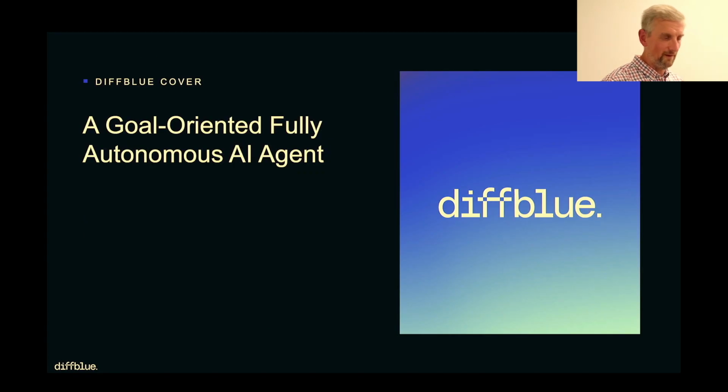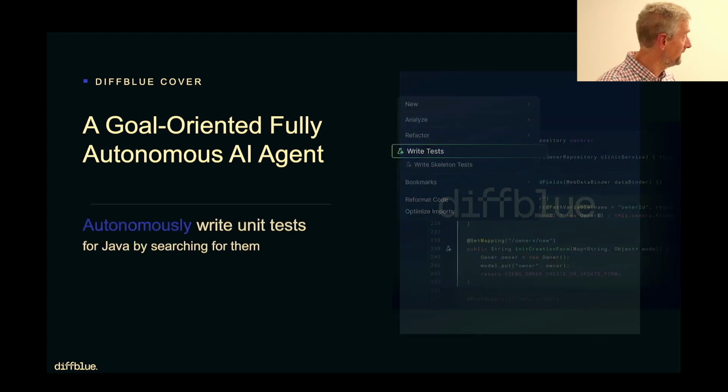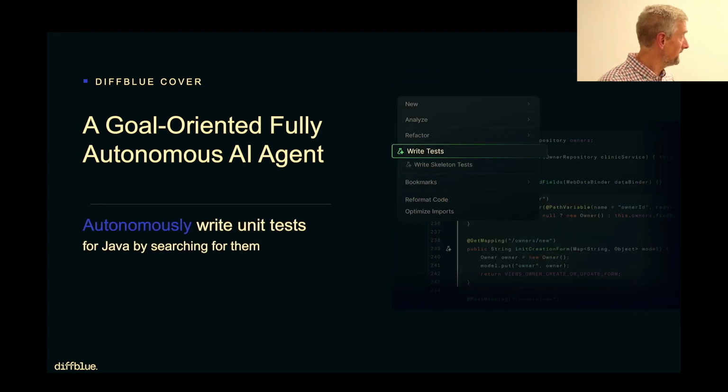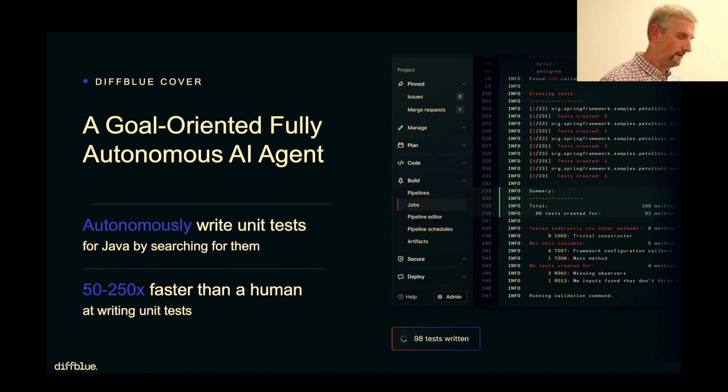Okay, so I'm getting to the demo here as well, which then will answer some of your questions. You can ask more questions around the demo as well. So yeah, our product is called Cover, a goal-oriented, fully autonomous AI agent. It automatically writes tests for Java by searching for them, and it's faster than a human. I'm gonna switch to the demo now, and then come back to my slides because there's a bit more, but I think the demo is better at this point.